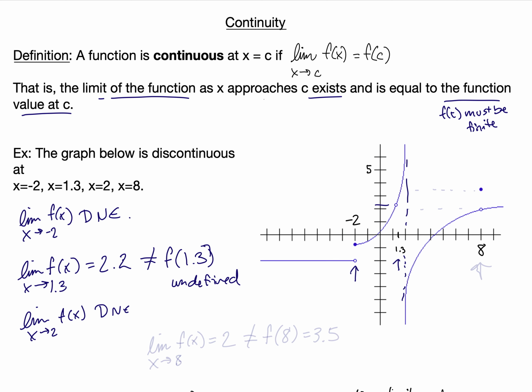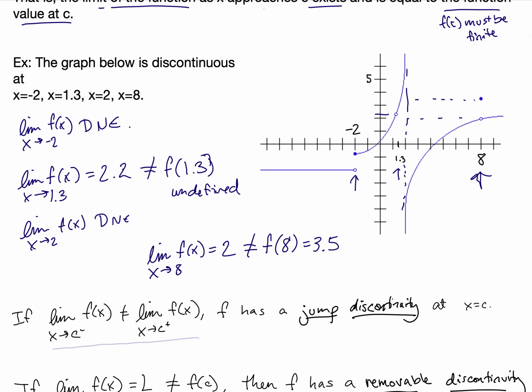And finally, we see that at x equals 8, the limit as x approaches 8 of f of x does exist. It's equal to the output there. Looks like it's about +2, but that is not equal to the function value at that point. f of 8 is equal to whatever that value is, maybe it's 3.5. So because the limit of the function is not equal to the value of the function at that point, f is discontinuous at x equal to 8.